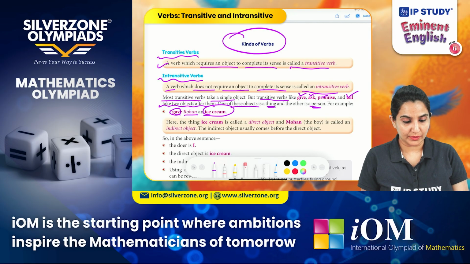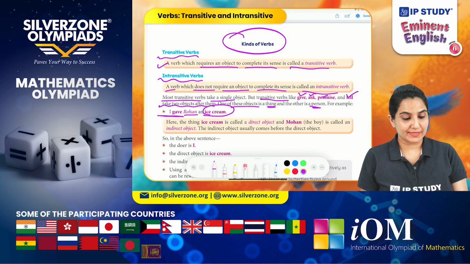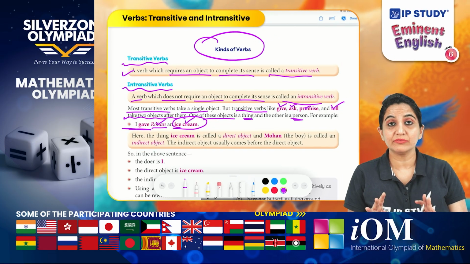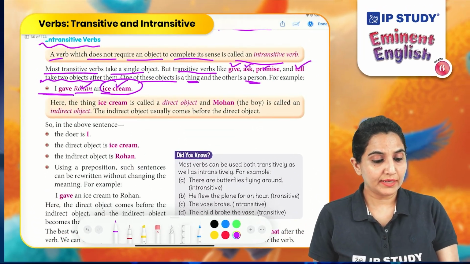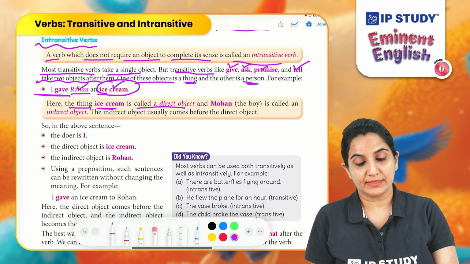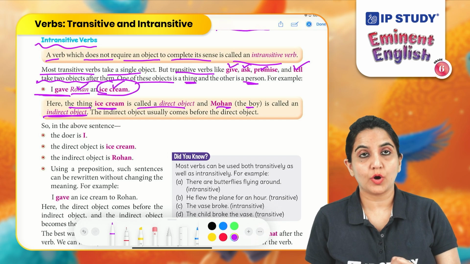For example, I gave. So, the verb gave required two objects, Rohan and ice cream. So, these are transitive verbs. Here, the thing, ice cream, is called a direct object and Rohan, the boy, is called an indirect object.